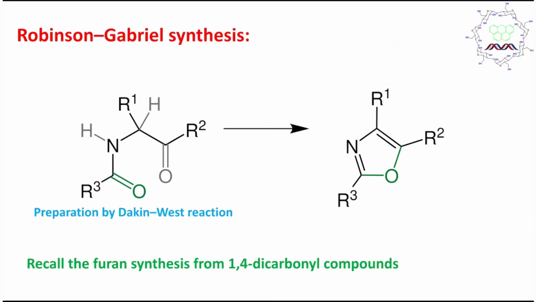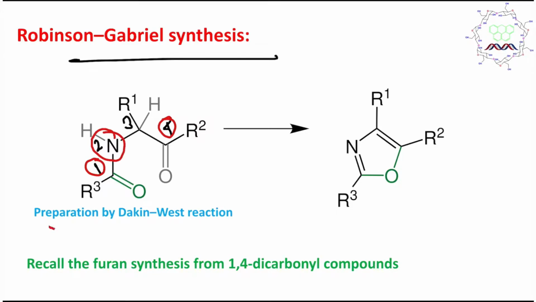Now let's come back to our main topic, that is Robinson-Gabriel synthesis first. And by the way, this synthesis involves a 1,2-diketo type, but it is not, this is a 1,4-diketo type. So this is 1, this is 4. Why not exactly 1,4-dicarbonyl? Because there is a nitrogen. So you may consider it's a type, and this could be prepared by the Dakin-West reaction. I've already made a dedicated lecture on this topic, you may visit.